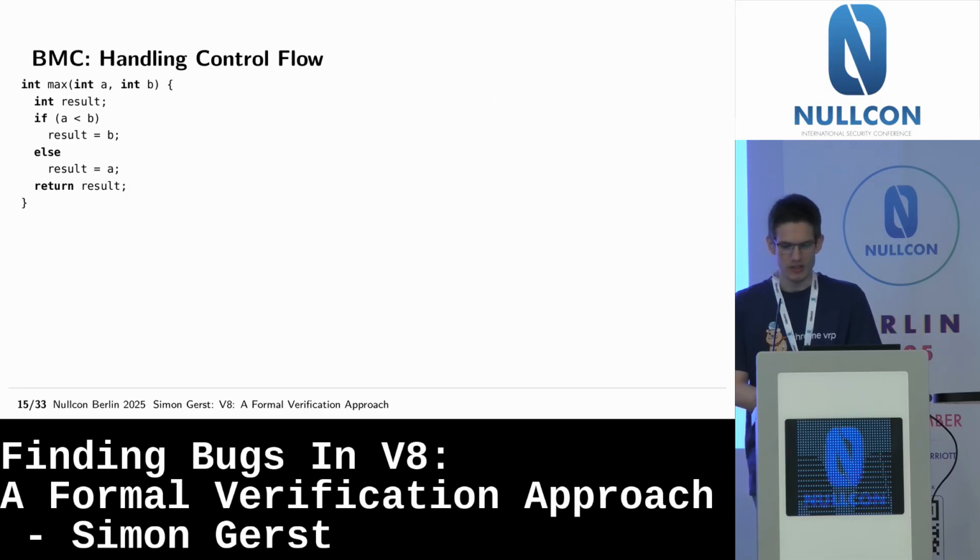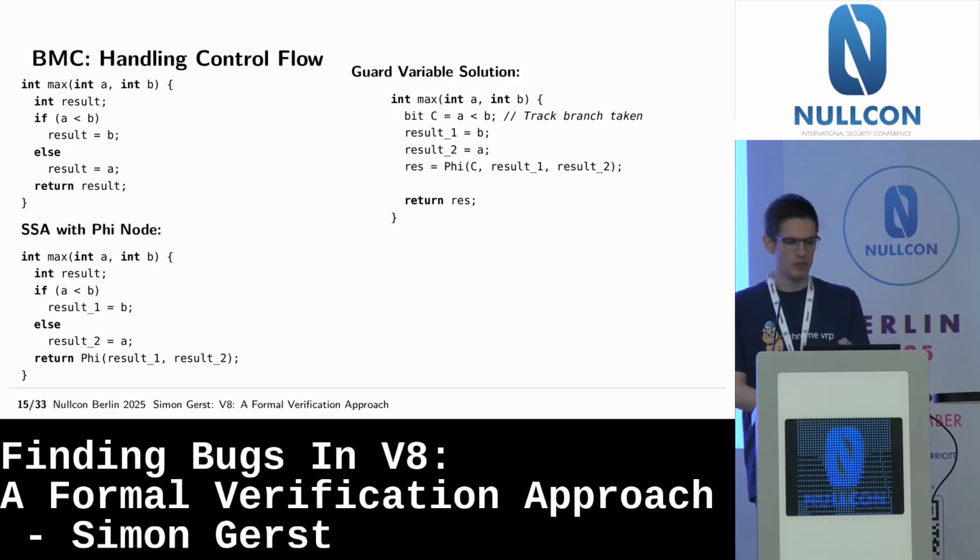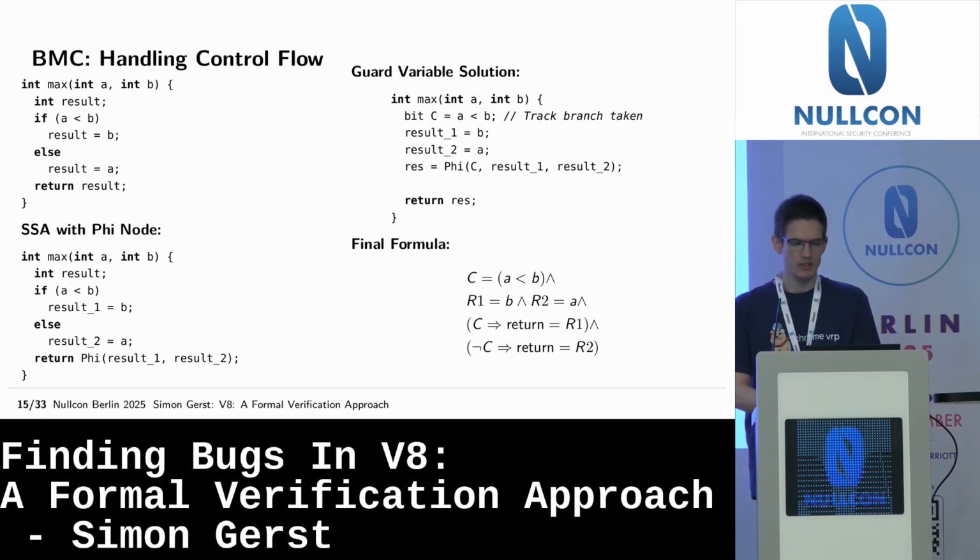Now you also have a problem with control flow. Like if you have this function which computes the maximum, you use something that is called phi nodes, which are basically implemented like this. You have a bit which evaluates your condition, and then the phi node chooses either the first result or the second result based on whether A is smaller than B. And this can then be converted to your formula.